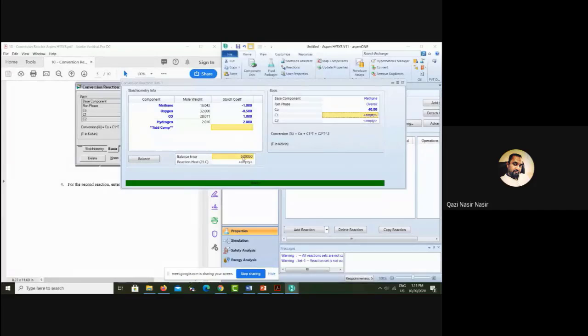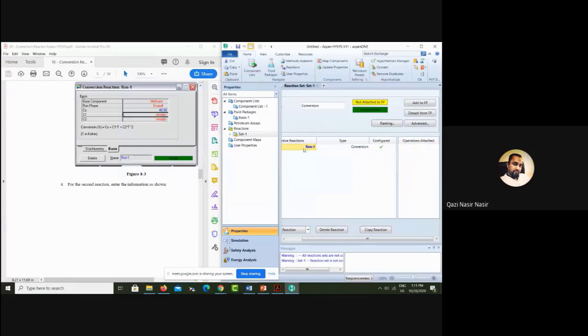If you have a proper zero balance error, it means your balancing is correct. It means the stoichiometric information that you're putting in is correct. You will get a green signal with the option called Ready. Once you do this, you can close this box. You add the first reaction, but that is only the first reaction.